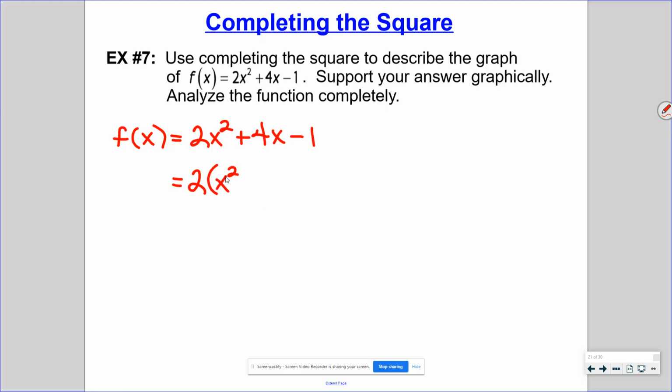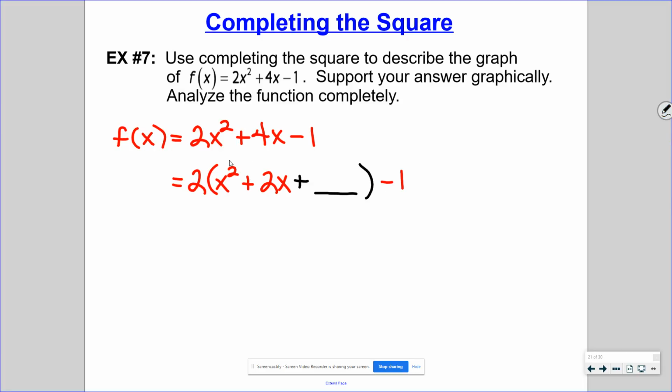So what I am going to do is factor out a 2 from every term except for the last term. And where the last term was, I'm going to put a blank so that I can make this thing a perfect square. So the last term, I'm just going to slide it over to the outside of that parentheses.